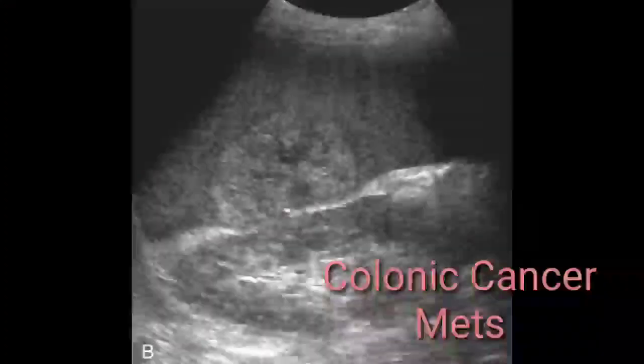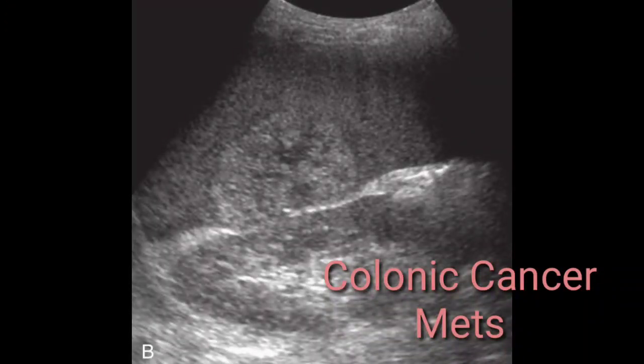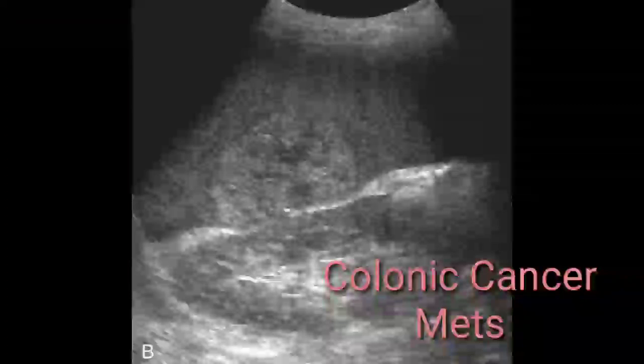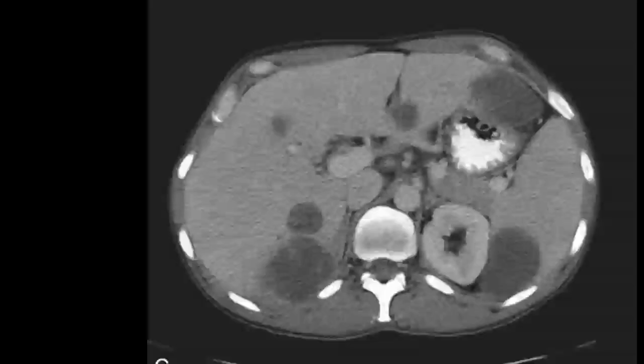Metastatic deposits can be multiple, can be small, can be large. It depends upon the site and the primary cancer. So colonic cancer metastasis appears echogenic.